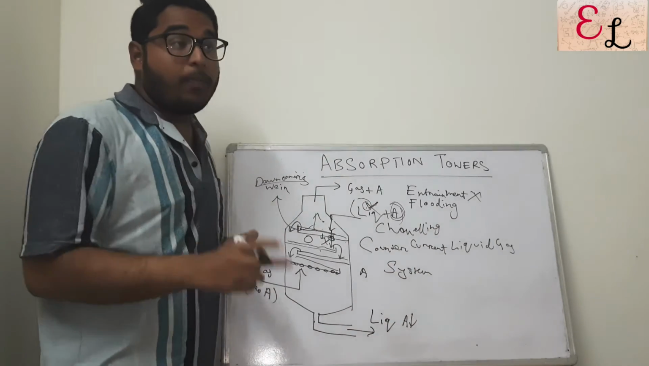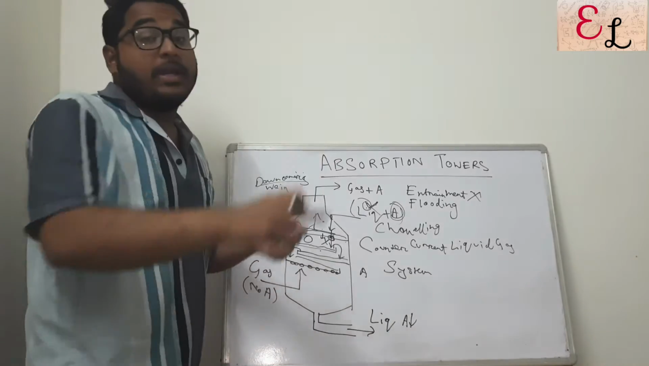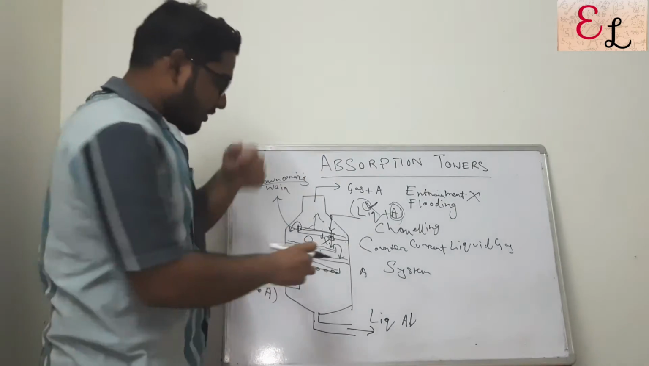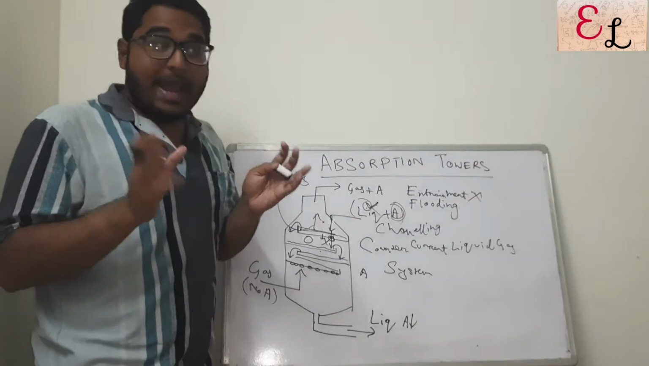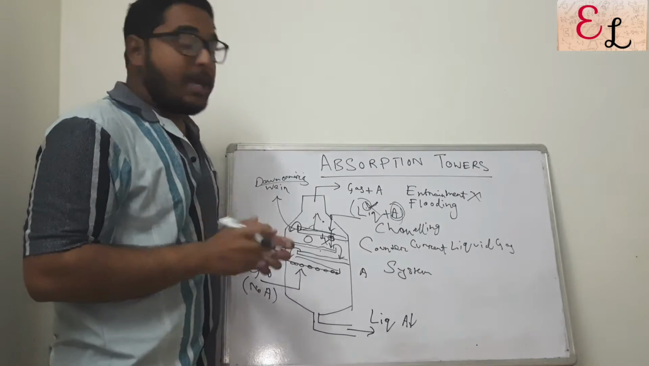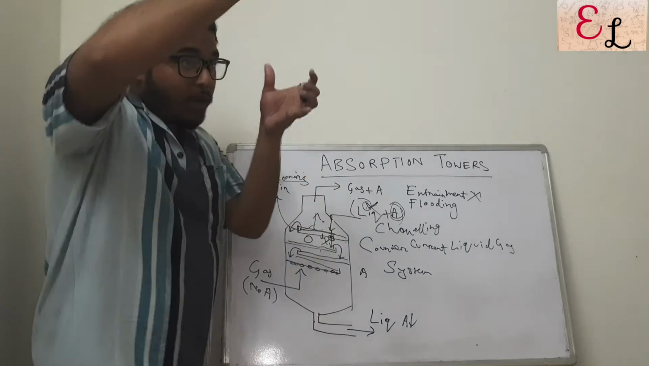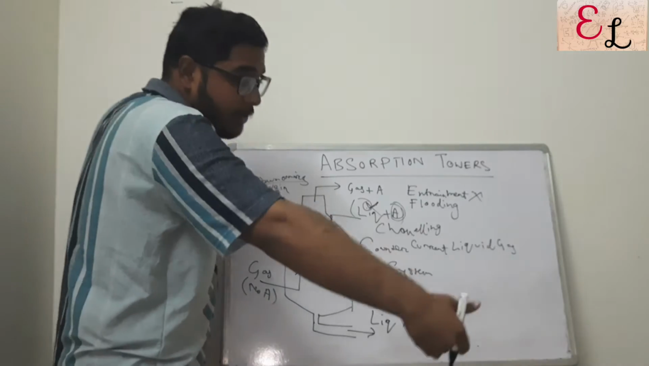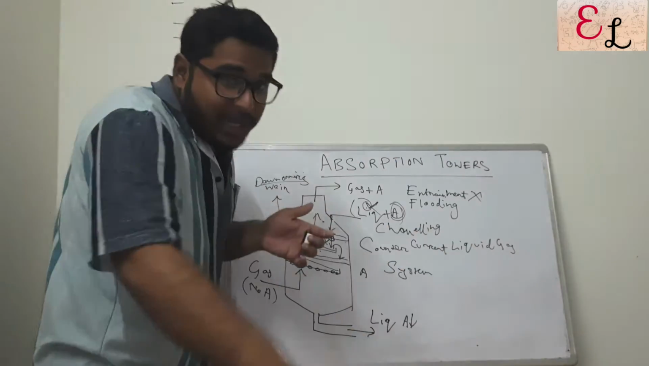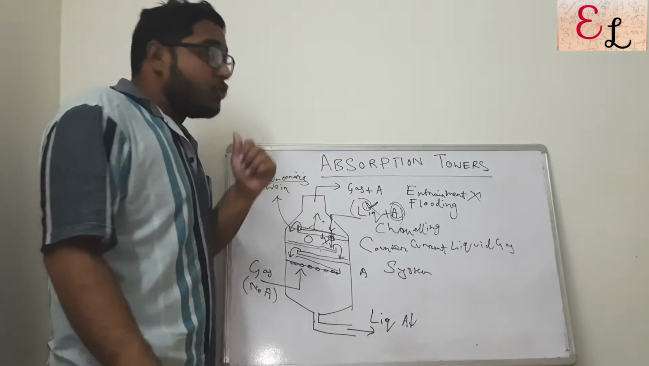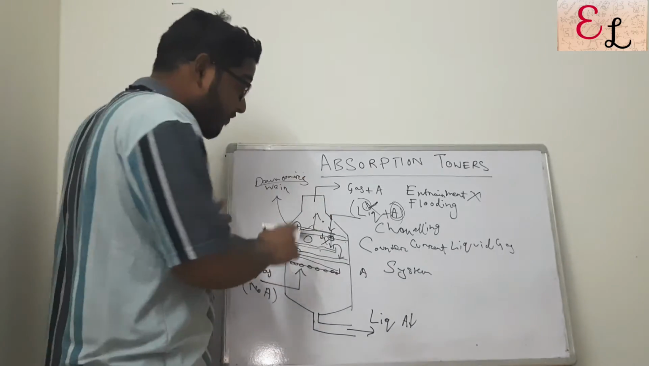Channeling is a particular problem wherein the gas and the liquid channel through a particular low resistance path and don't come in interaction with one another. If you give a certain flow rate at a certain path, and that is the low resistance path, the liquid will try to follow that particular path and will eventually not come in contact with the gas itself.